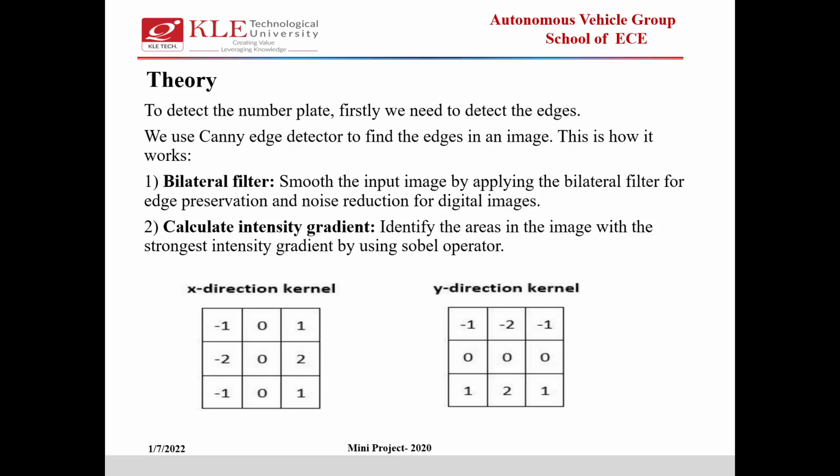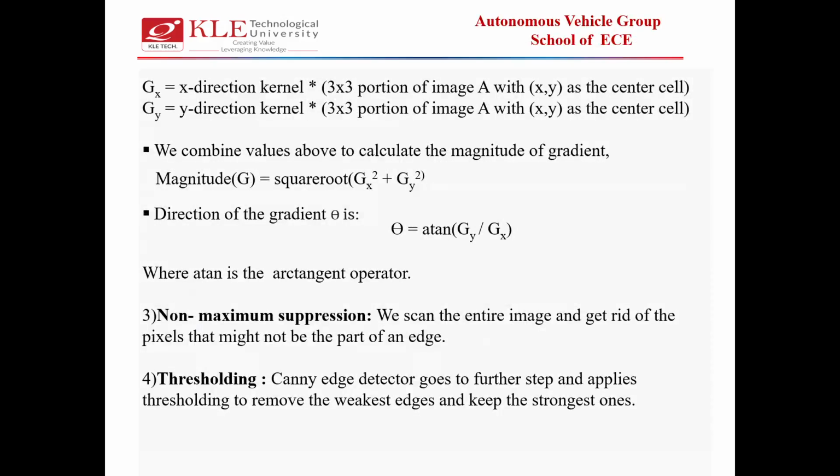The next step is calculating the intensity gradient. It identifies the areas in the image with the strongest intensity gradient by using the Sobel operator. It consists of two kernels, an x-directional kernel and a y-directional kernel. Upon applying the convolution, we get the direction and the magnitude of the gradient. They are calculated using the formulas mentioned: the magnitude is the square root of the square of the x gradient plus the square of the y gradient, and the direction of the gradient is theta equal to atan of the y gradient divided by the x gradient.